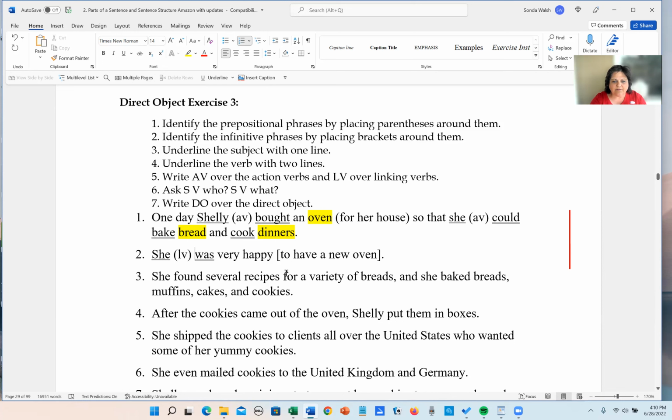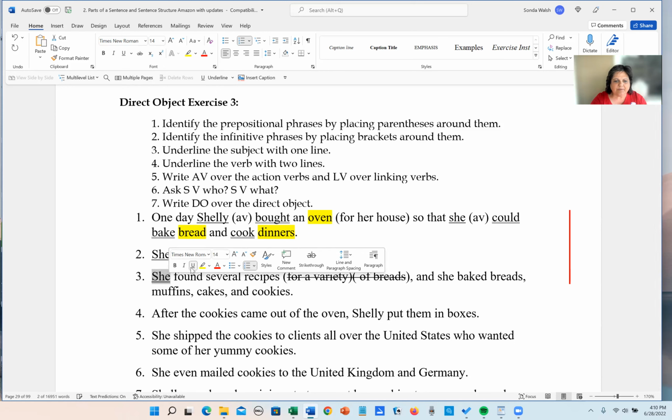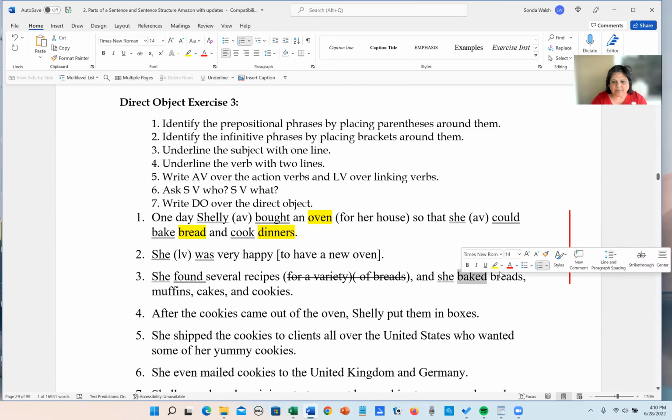Number 3, for a variety of breads is a prepositional phrase. And we can go ahead and mark them out if you want. Okay, underline the subject. She is the subject. And over here, she is the subject. Okay. Next thing we need to do is underline our verb. So found is the verb. And baked is a verb.